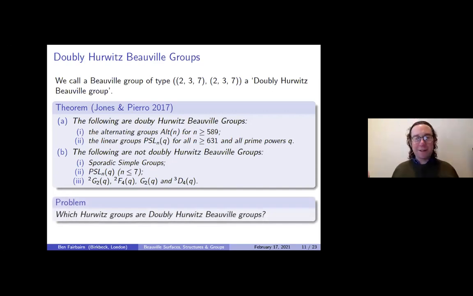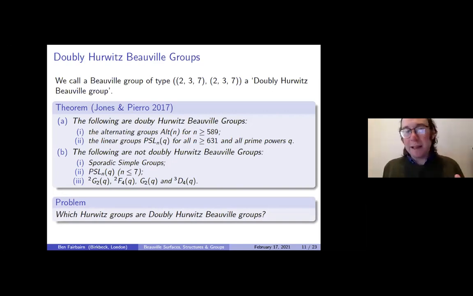Okay, well, this raises some natural questions. Which Hurwitz groups are doubly Hurwitz groups, given that some progress along these lines can be made? For example, looking at the theorem in part A, we said the alternating group A_n works for n at least 589. Well, that's probably not optimal. The authors admit that they found the best n they could, but they didn't really push the matter very far. It's probable that the lower bound can come down a bit.